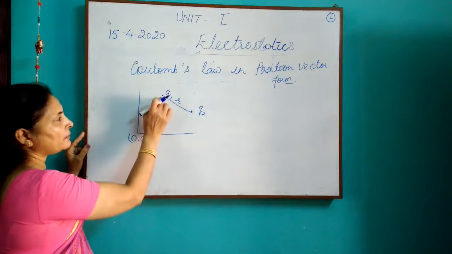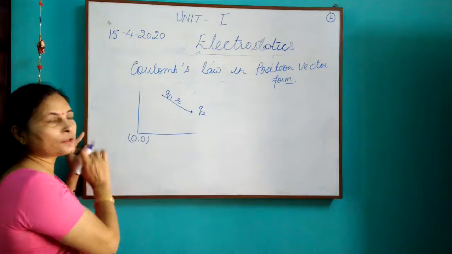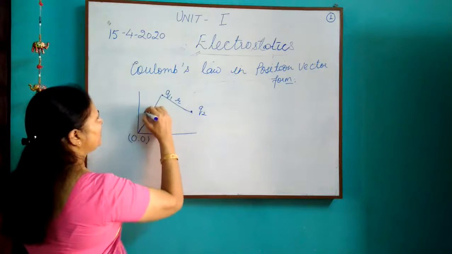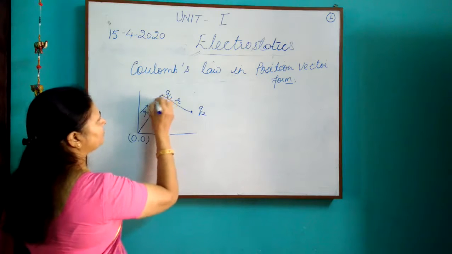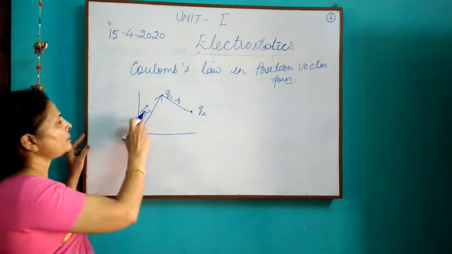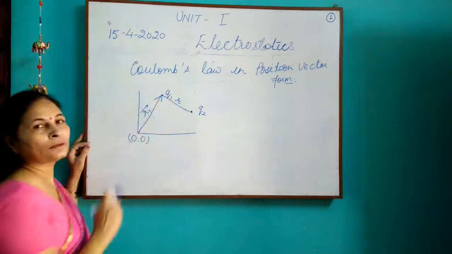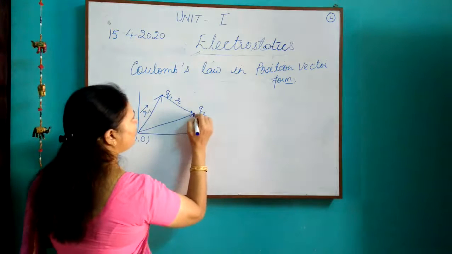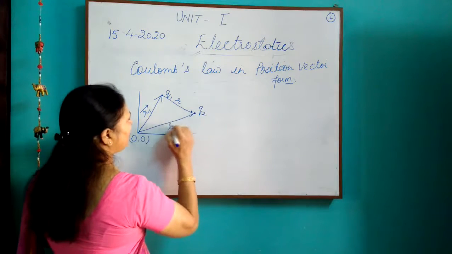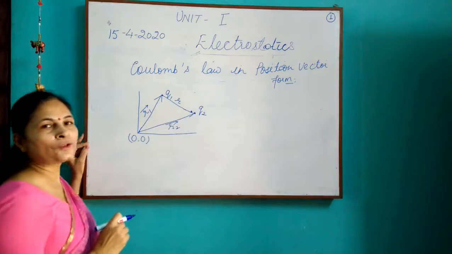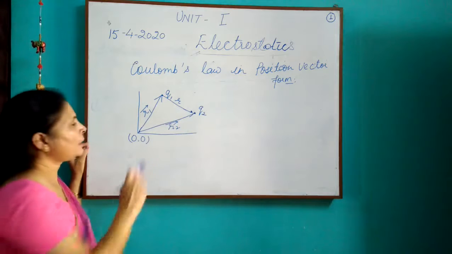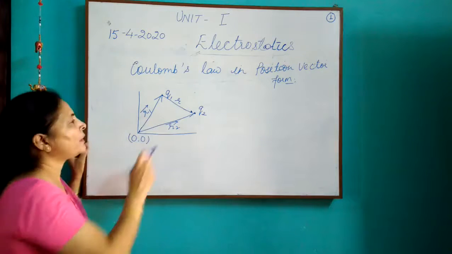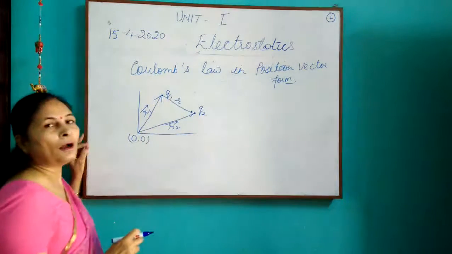Now the position of each charge is known to me from a reference point. Say this is the reference point. So this will be my vector R1. R1 is the position vector of charge Q1. Similarly, R2 will be the position vector of charge Q2. Now, if I know the positions of these two by position vectors R1 and R2, I can easily find out the value of R.